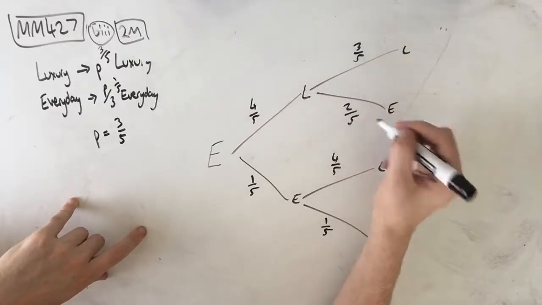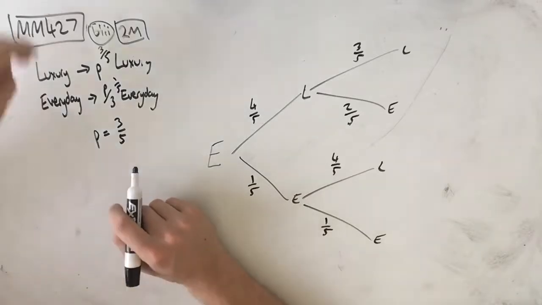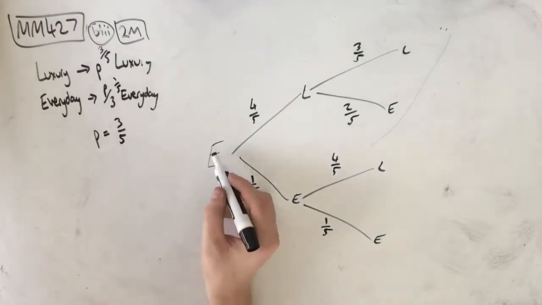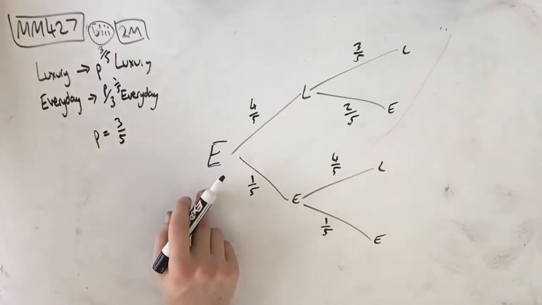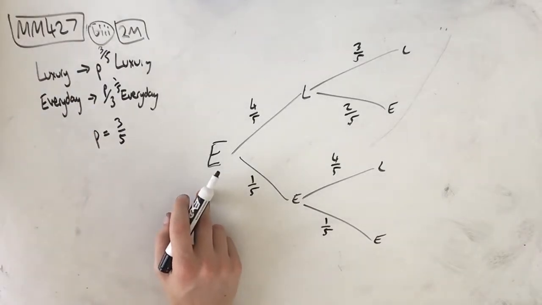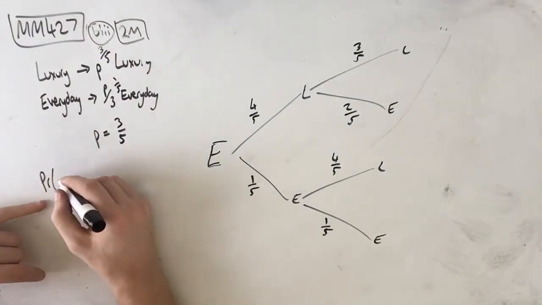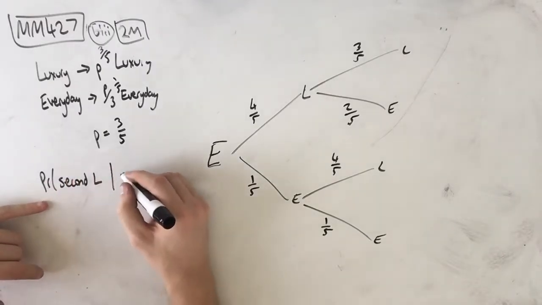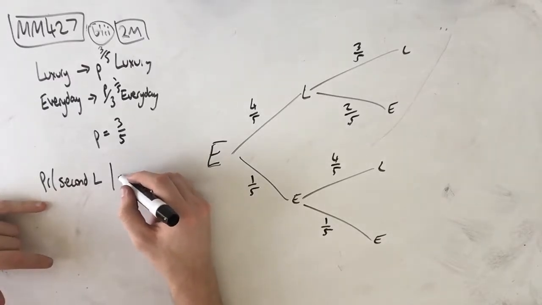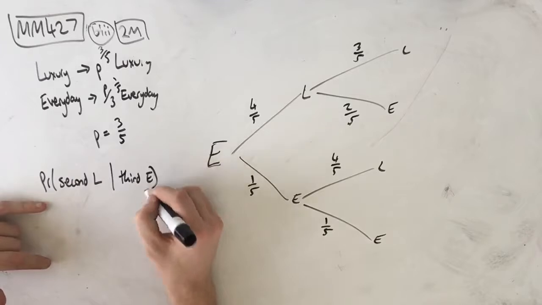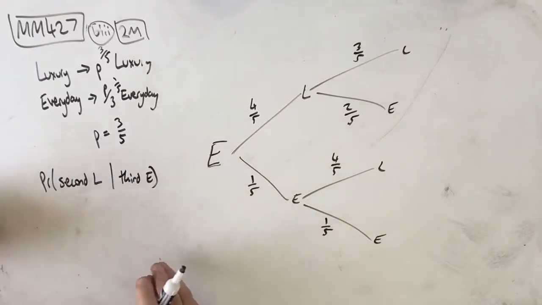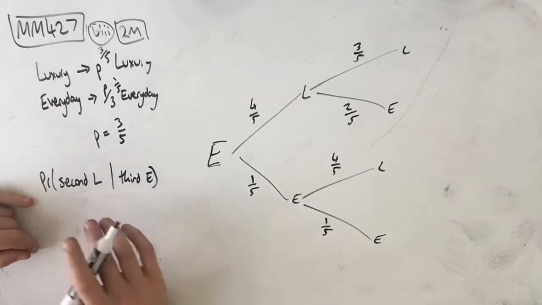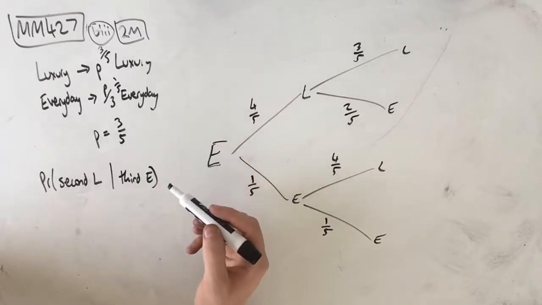So if you're not too sure how this was created, just check out part BI in this video. The reason we're going back to this is because we're talking about the fact that the first car sold is an everyday car, so that's this diagram here. Now, what we're looking for is the probability that the second car sold was a luxury, given that the third car sold is an everyday. The reason we don't need to take the first car sold into account with this given formula is because that tells us how to start the tree diagram and what the rest of the probabilities are.